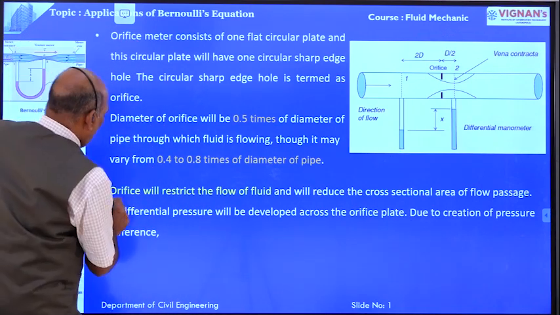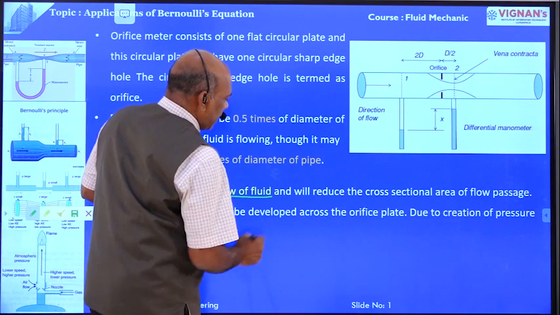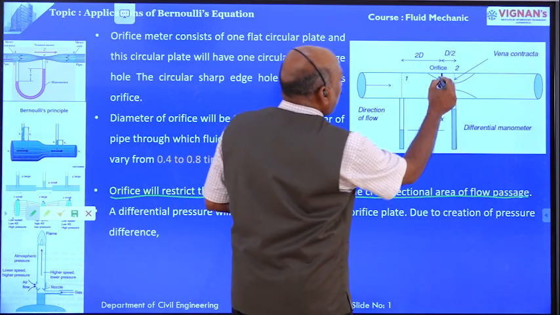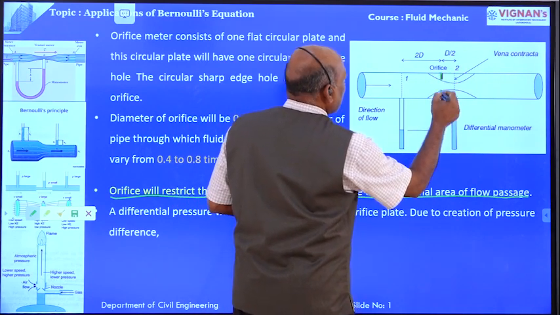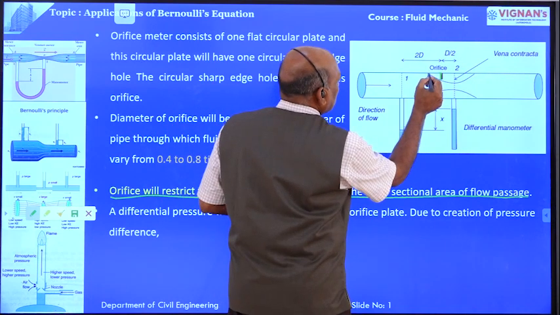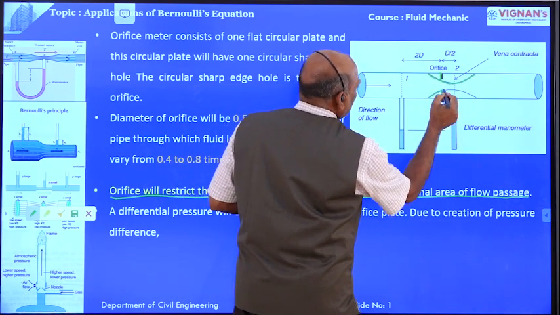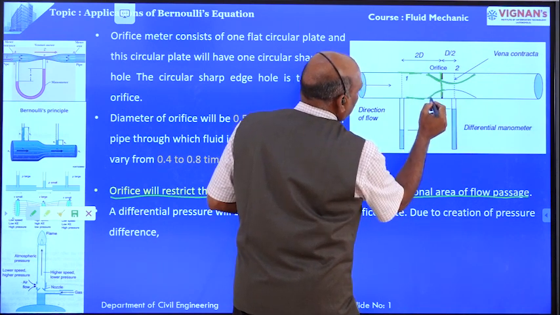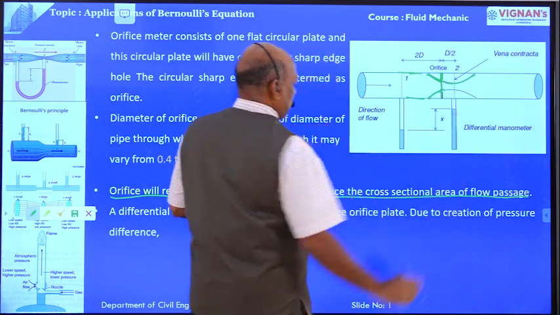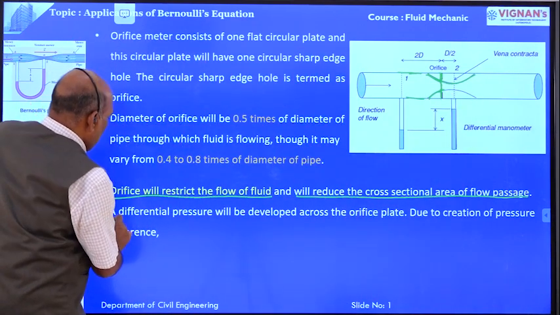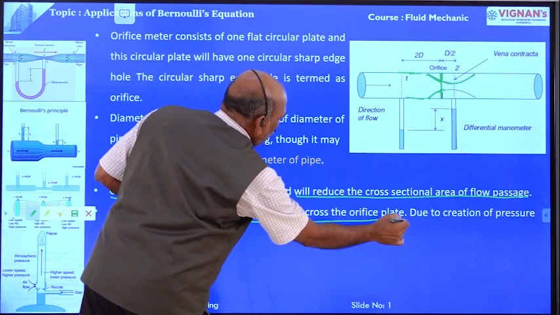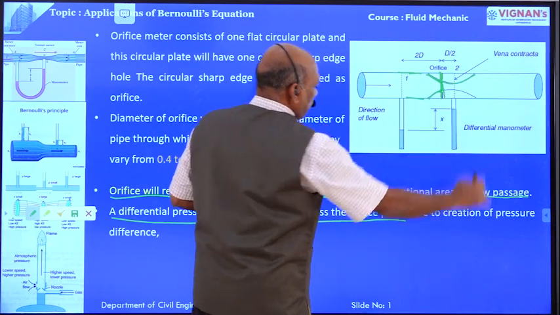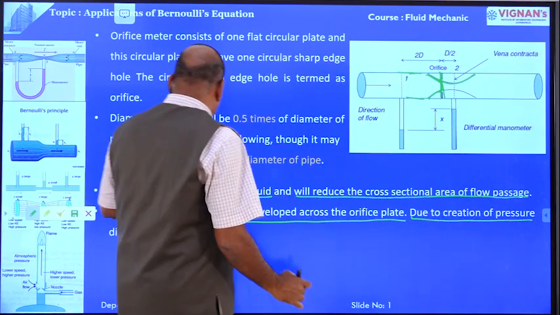Right. The orifice will restrict the flow of fluid and will reduce the cross-sectional area of the flow passage. Because the orifice is provided here, the cross-sectional area of the flow reduces. This is the pipe diameter. The cross-sectional area reduces because of the provision of the orifice. Right? A pressure difference will be developed across the orifice plate. A pressure head difference will be developed across the orifice plate due to the creation of the pressure difference.